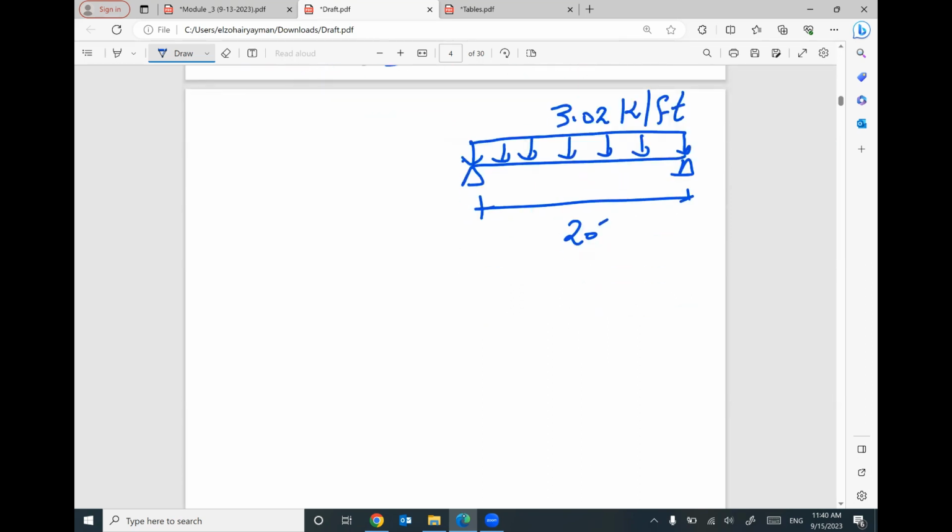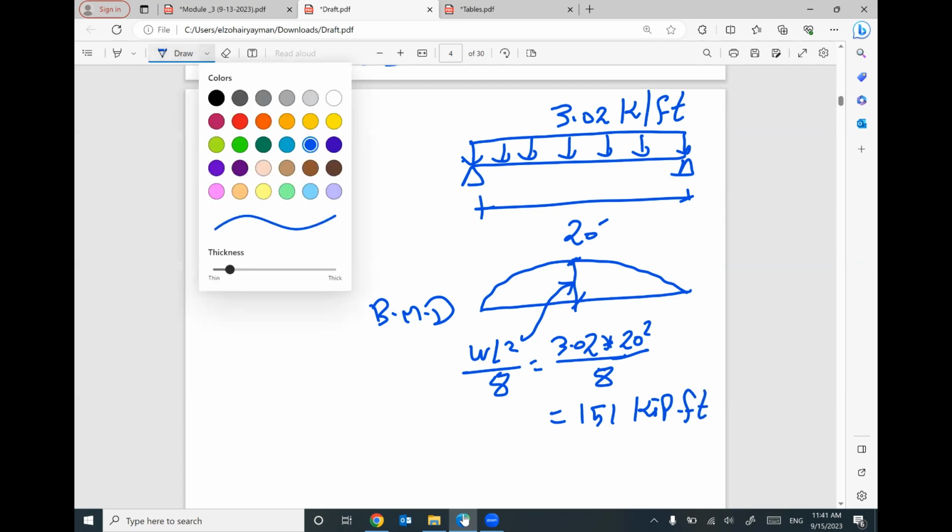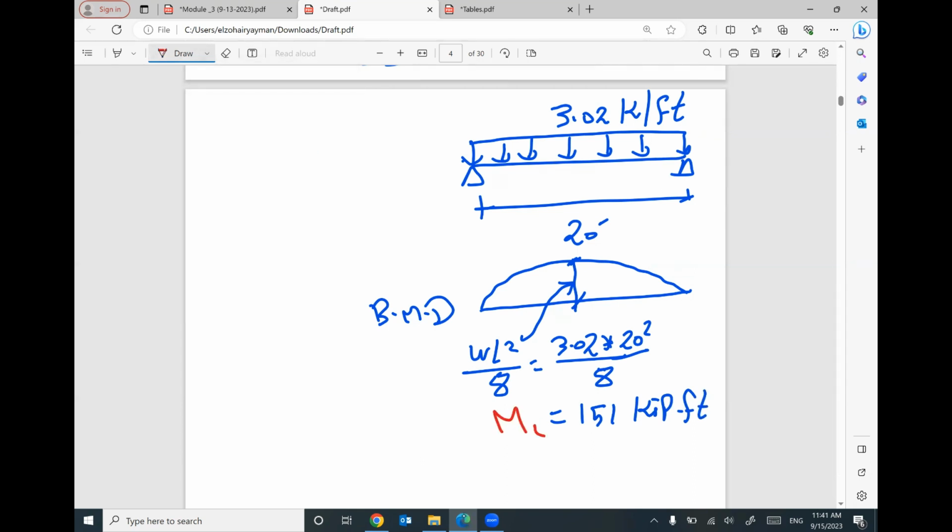So I can tell you, based on the structural analysis, the bending moment diagram will be like a parabola. The highest value of this parabola will be WL squared divided by 8. So W is 3.02, L squared is 20 squared, divided by 8. This value will be 151 kip foot. This is the value of M ultimate.